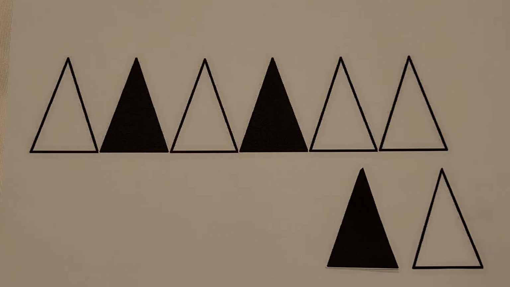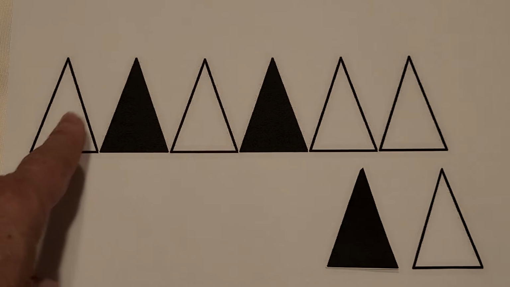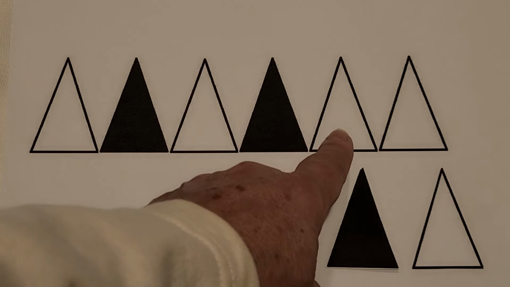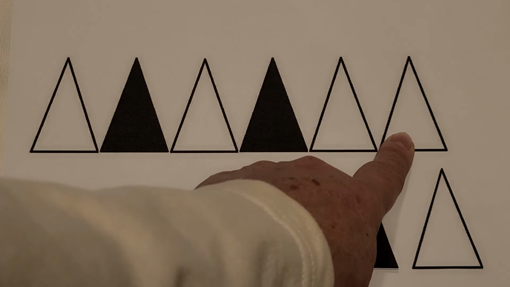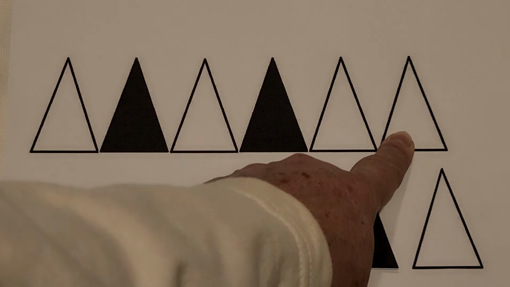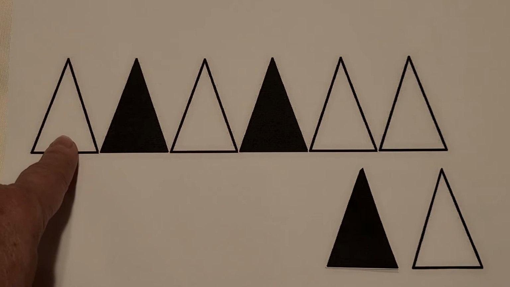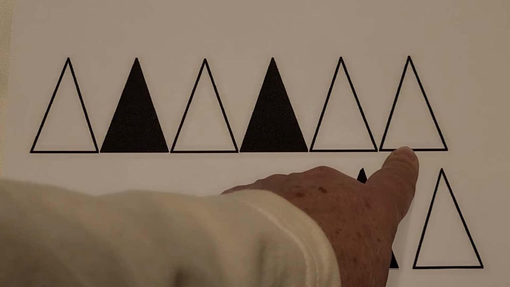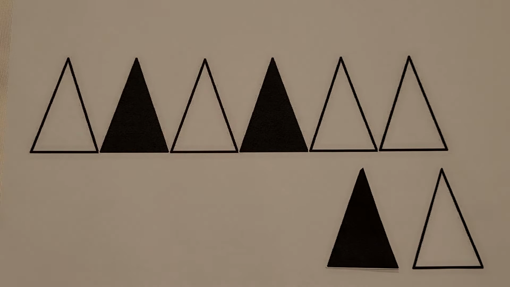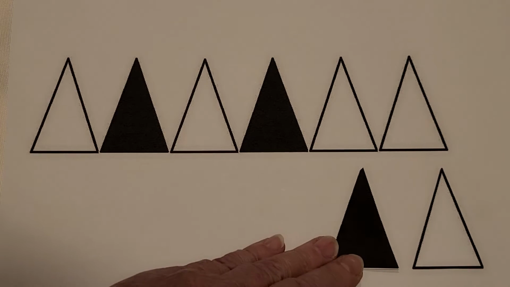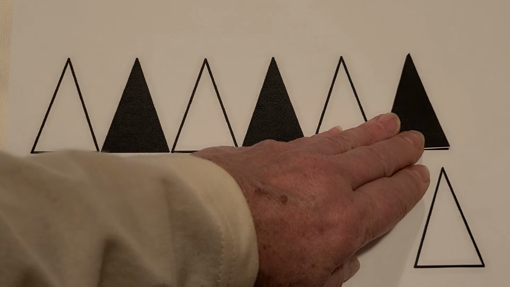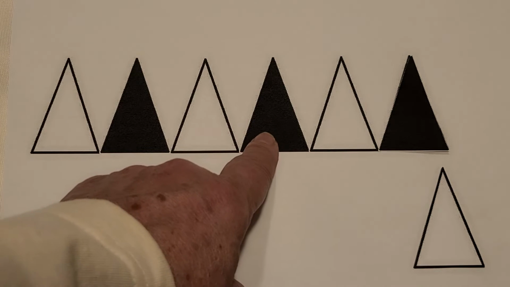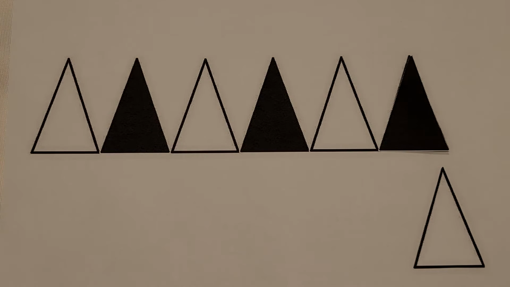Look at this pattern. We have a white triangle, black triangle, white triangle, black triangle, white triangle. What goes here? White, black, white, black, white. If you said black, you got it right. The pattern is white, black, white, black, white, black.